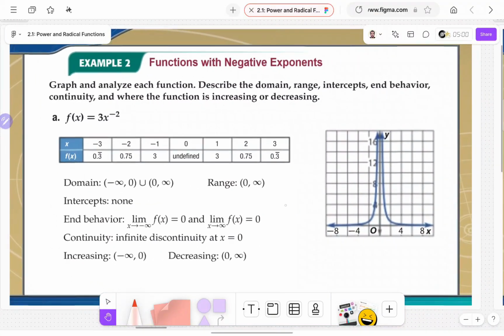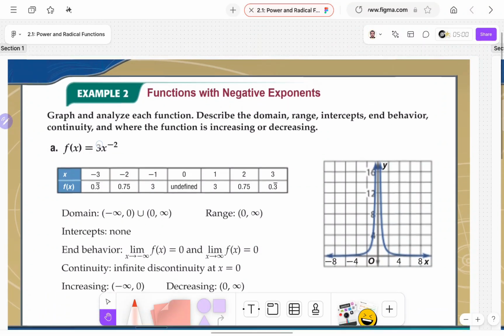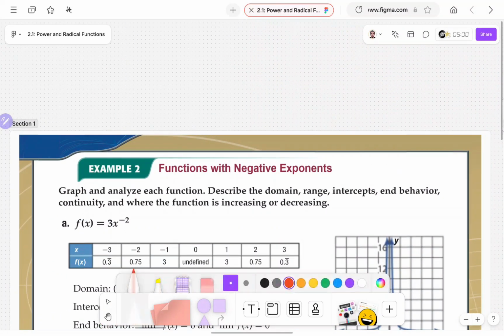Now let's take one more example here. 3x to the power of negative 2. Okay, now before we look at this example, let me explain to you when I have the same power but with a negative. It means, you know that we can have x to the power of negative 2, x to the power of negative 3, x to the power of negative 4. So all of these are also considered a power function.